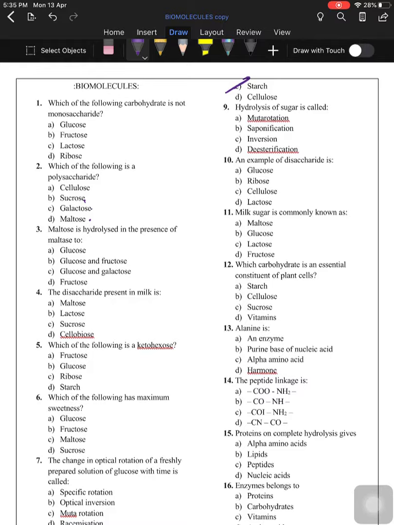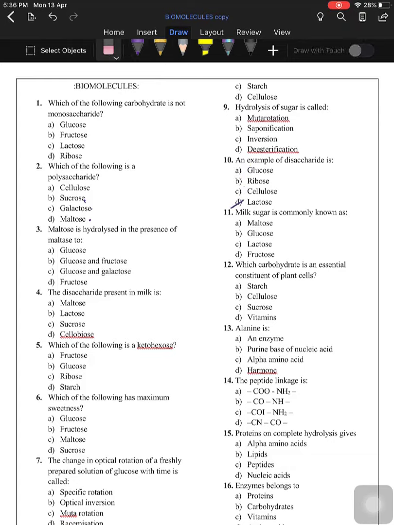Going on to the ninth one: hydrolysis of sugar is also called as. Conversion of bigger sugar into smaller sugars by the addition of water is called hydrolysis. This process is also called inversion, and the enzyme used is invertase. Very easy question from your NCERT textbook. Moving on to the 10th one: an example of a disaccharide is dash. They are asking which is the disaccharide. Glucose and ribose are monosaccharides, cellulose is a polysaccharide, whereas lactose is a disaccharide.